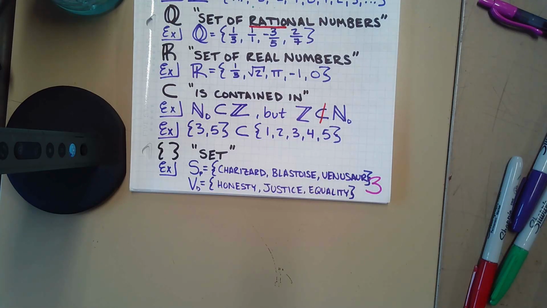Down here, V sub D. That's how we say that. Again, sub, underneath. Honesty, justice, and equality. What does V sub D stand for? Well, I made it up. It's values of Derek. That's my first name. So these are sets. And this is the label for the set, the name of the set, values of Derek. What are your values?